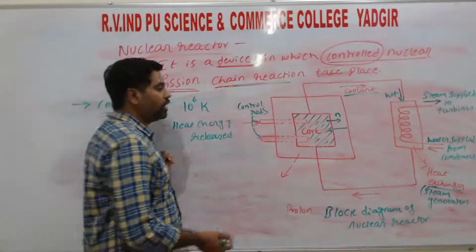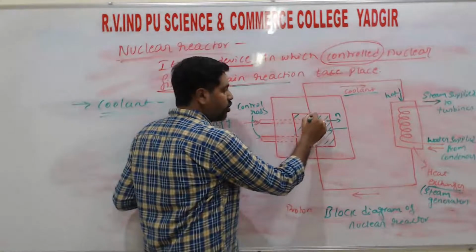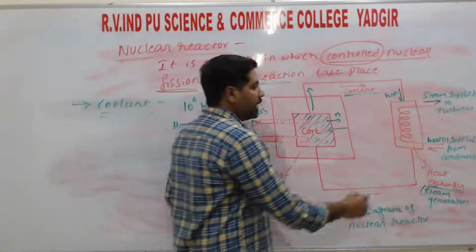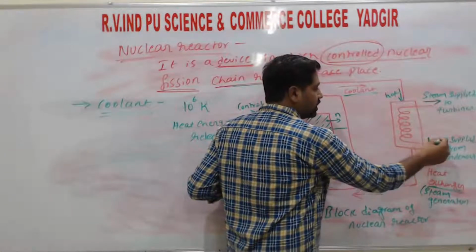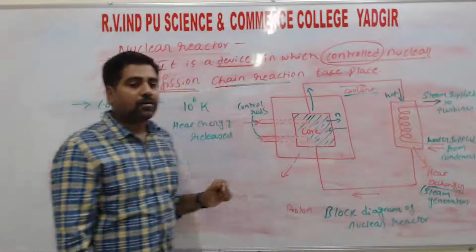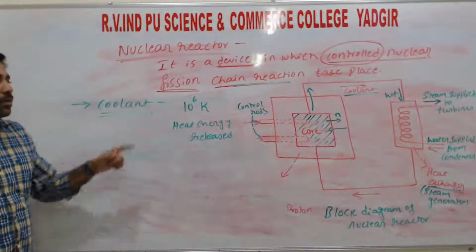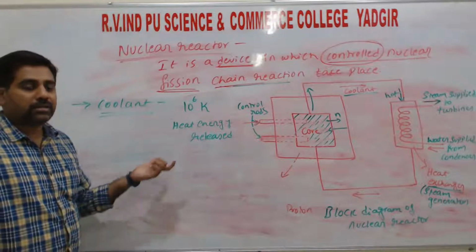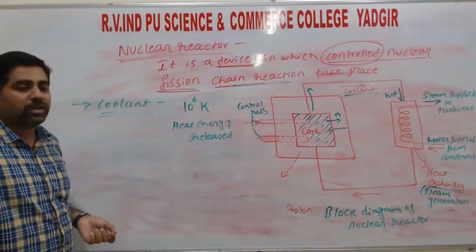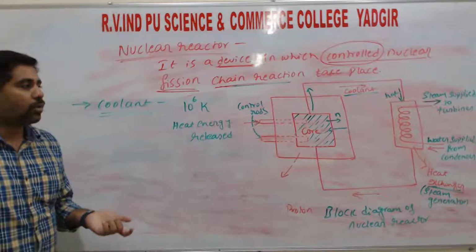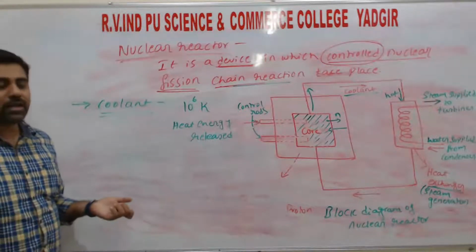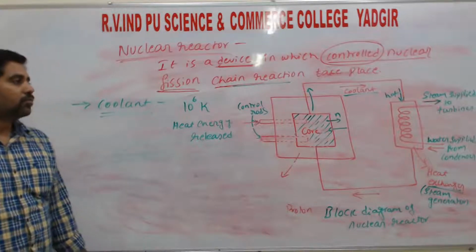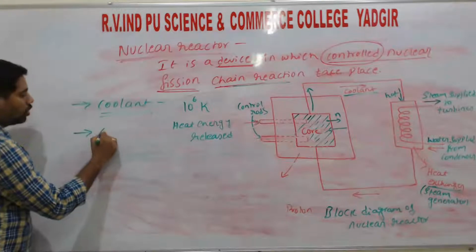The purpose of the coolant is that the heat generated in the core is extracted from the core and supplied to the heat exchanger. In the heat exchanger the water is supplied and that water absorbs the coolant's heat and gets evaporated, and the evaporated water is converted into steam, and that steam is used to rotate the turbines. By rotating the turbines, electricity is generated, right? And the last one is control rods.